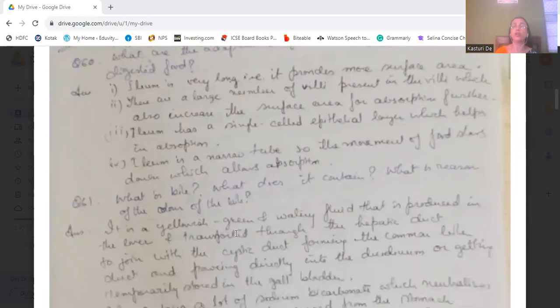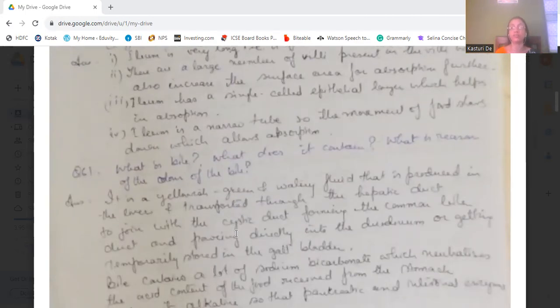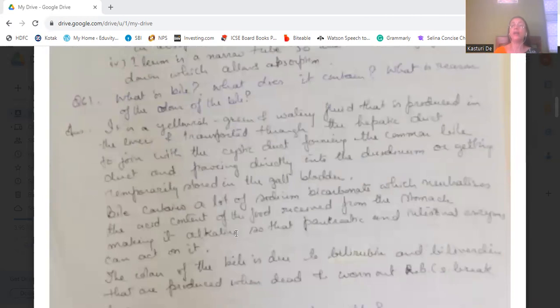Now, the next question is, what is bile and what does it contain? What is the reason for the color of the bile? Bile is a yellowish green, watery fluid that is produced in the liver and transported through the hepatic duct to join with the cystic duct from the gallbladder and open as a common bile duct, and pour into the duodenum. Or it can be stored in the gallbladder temporarily, and when it is required, it pours into the duodenum.